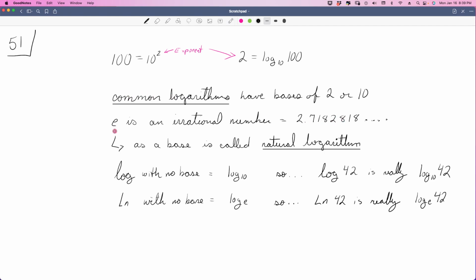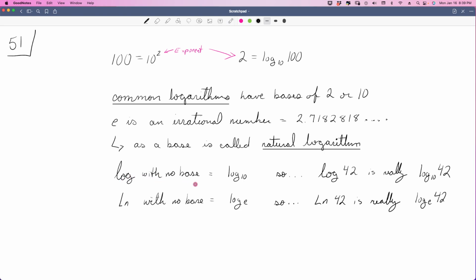All right. E is an irrational number that equals 2.7182818... It goes on and on. It is a non-repeating, non-terminating decimal. That's what makes it an irrational number. When we use it as a base, we call it a natural logarithm. I don't know why. That is just what we do.